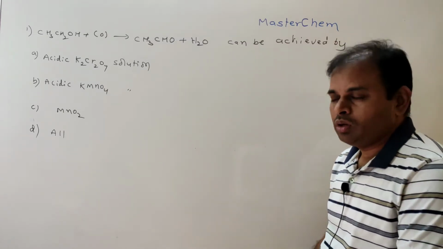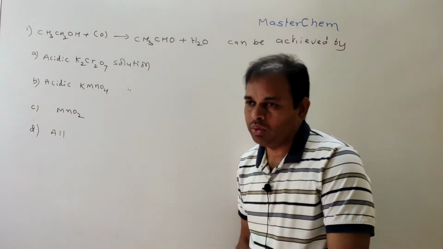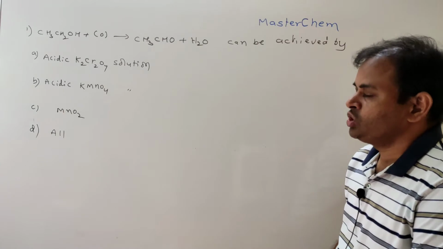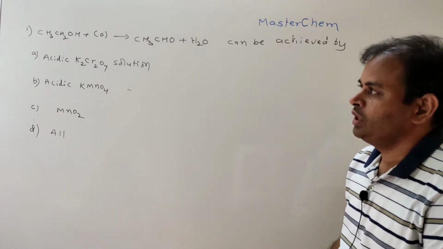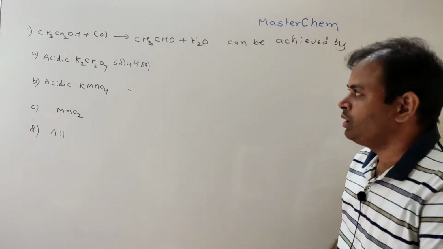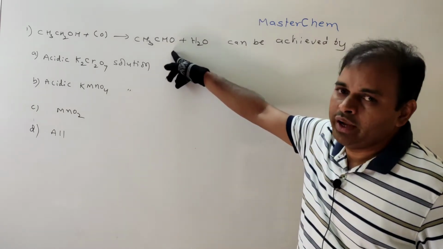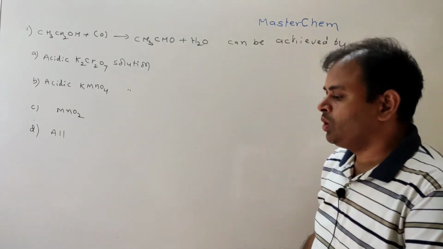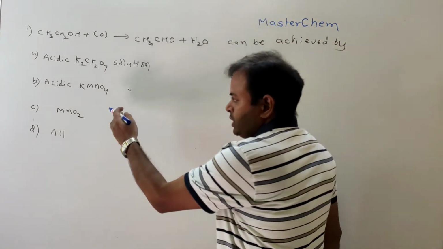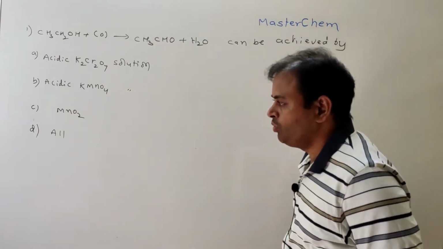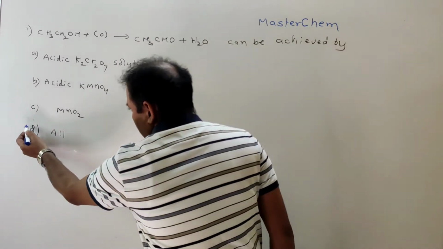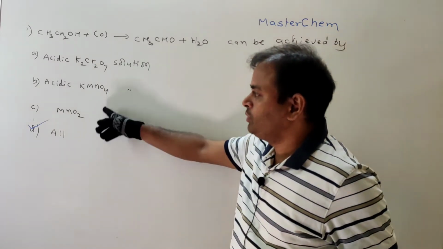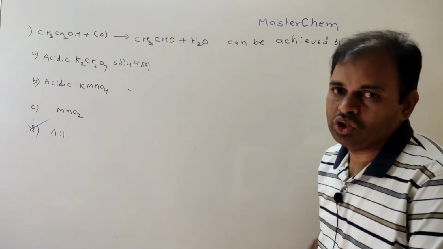So today our present topic is preparation methods of carbonyl compounds. In this question and answer format, the first question is: ethyl alcohol on oxidation gives acetaldehyde plus water. This can be achieved by, these are the given options. So what is your answer? K2Cr2O7, acidic KMnO4, MnO2. We can achieve this oxidation by using any one of these reagents.